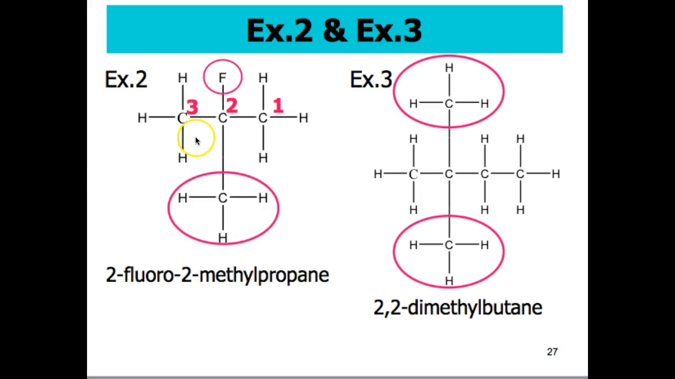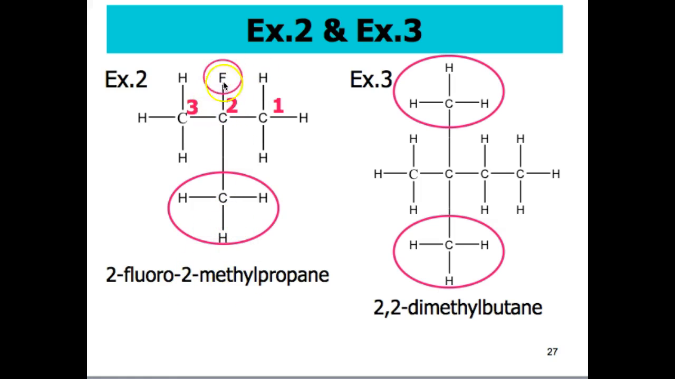Alright, example 2. The longest number of carbons in a row would be 3 if I go this way or 3 if I go this way. So either way, it doesn't matter which way you count, you're going to end up getting the same exact name. So let's say we go this way, 1, 2, 3. So that means that my parent chain is going to be propane. It's ane because these are single bonded. Off the chain, I have a methyl group. The methyl group is on carbon number 2, so we have 2-methyl.